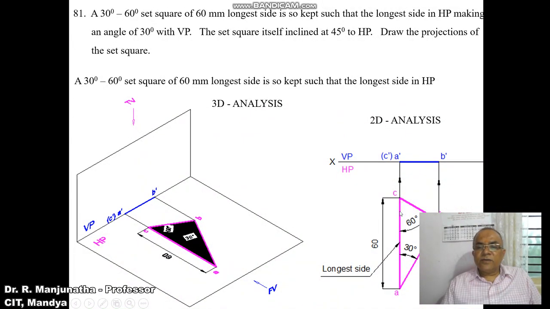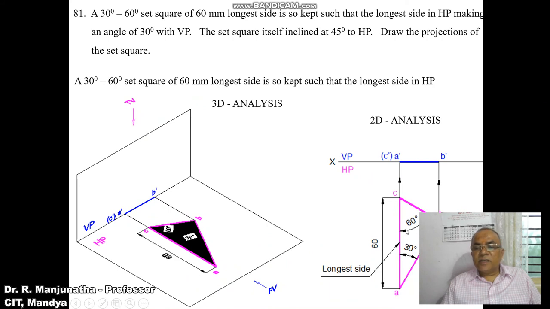First we have drawn the 60 mm line, which is perpendicular to VP, because that is the edge which has to rest on HP. Then draw a 30 degree line from A and also draw a 60 degree line from C. Both will intersect at this point B. So this becomes the 30 degree, 60 degree set square.